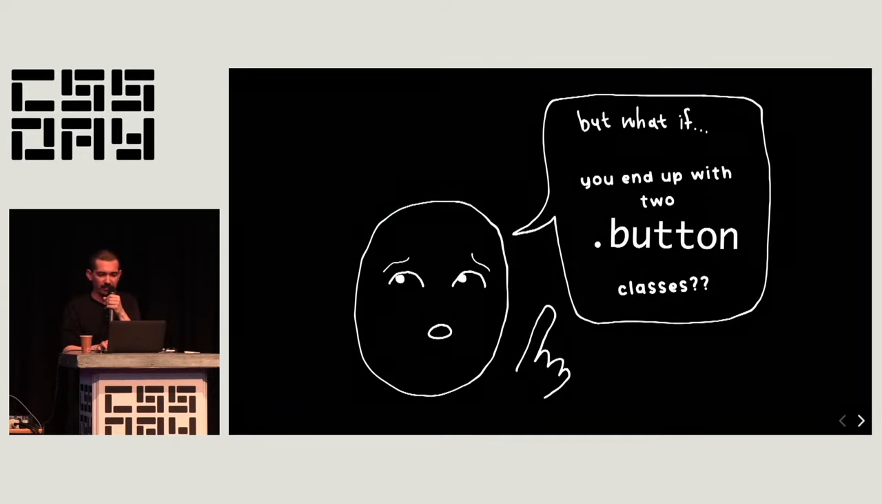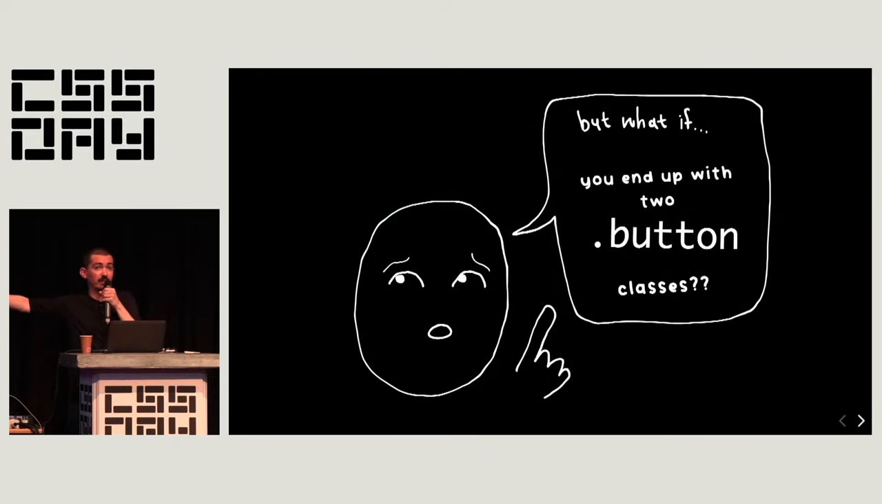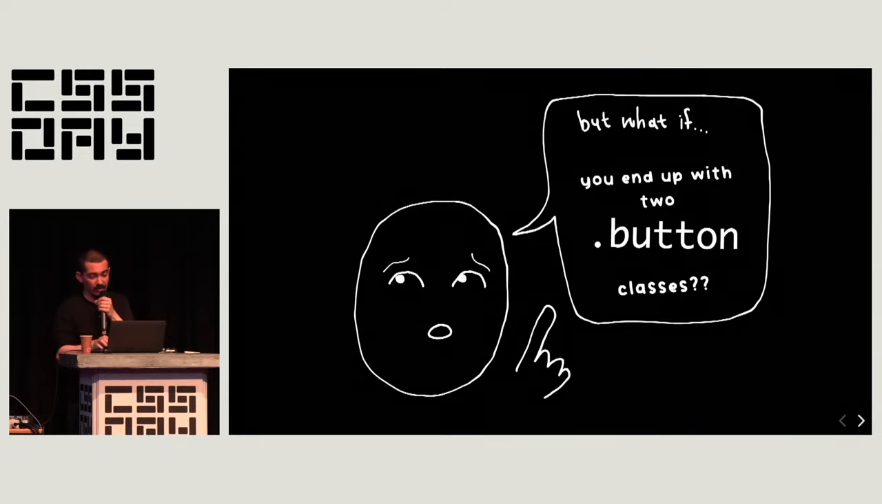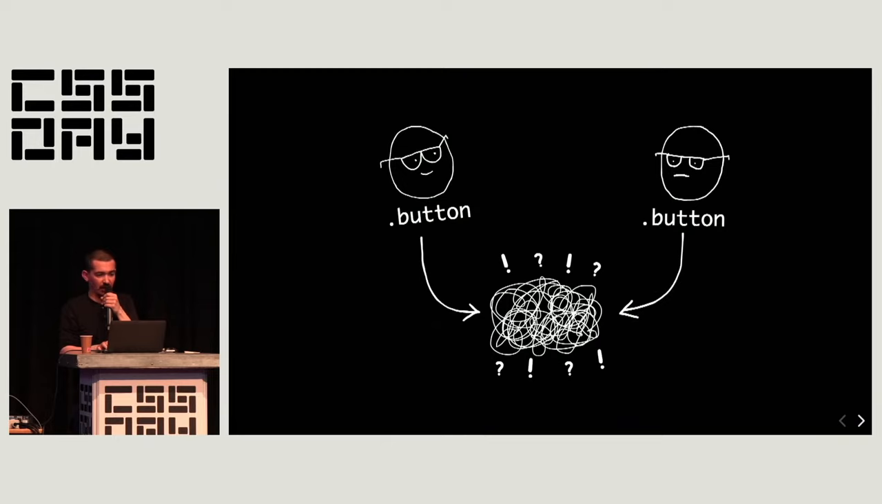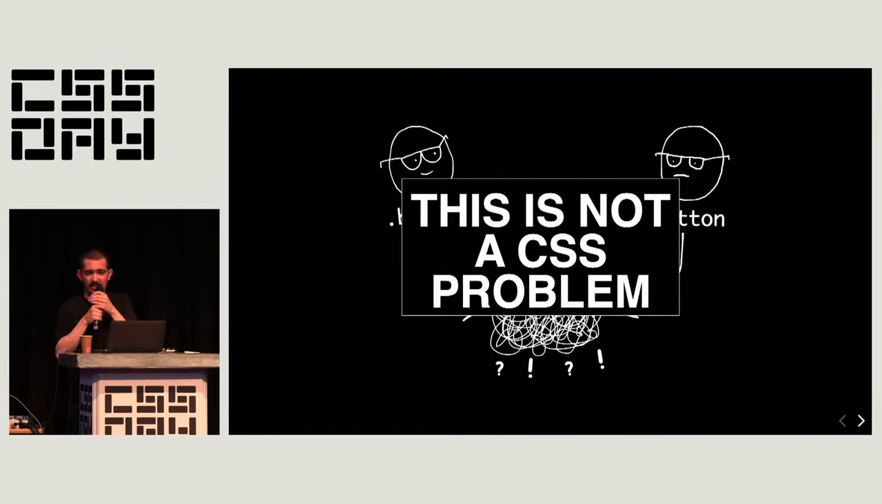They'll say, well, the problem is, what if you have one person in one part of your organization who comes up with this button class, and someone in another part of the organization comes up with the same button class, and then you get this clash, this namespace clash. This isn't a CSS problem. This is a people problem. This is two people doing the same job.